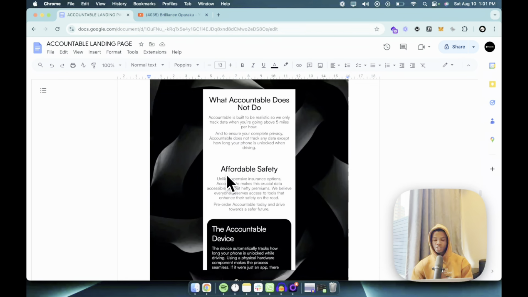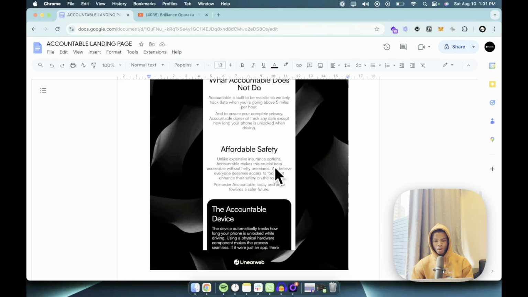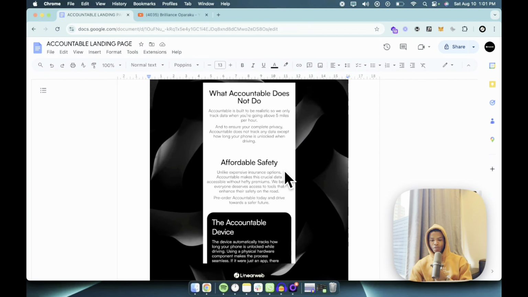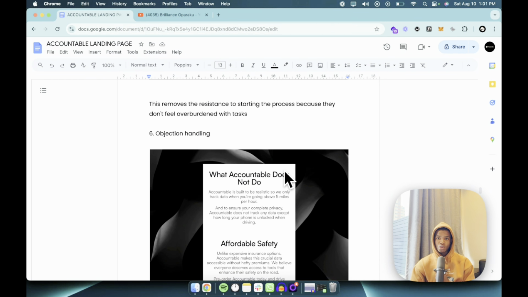In this affordable safety section: unlike expensive insurance options, Accountable makes this crucial data accessible without hefty premiums. So everything we're doing here is just objection handling in terms of what Accountable does not do, and also offering them a good price.